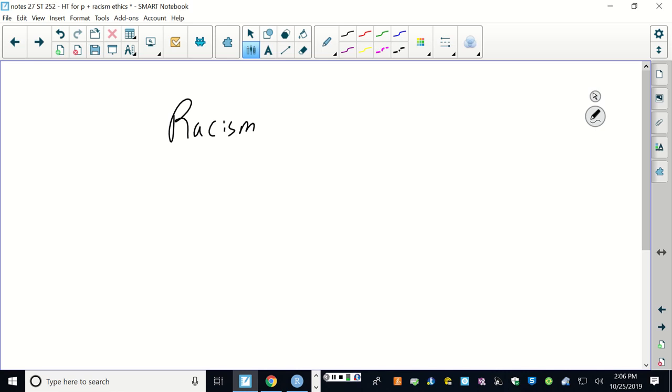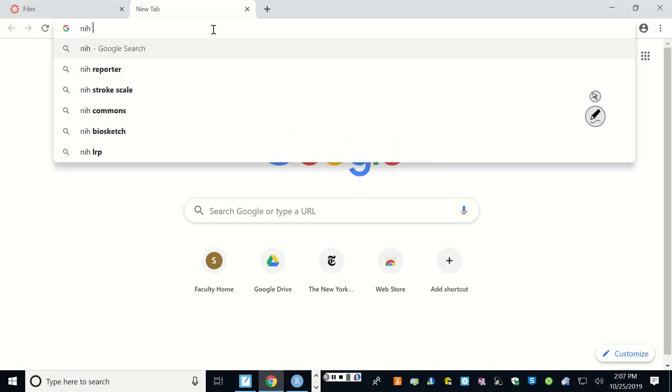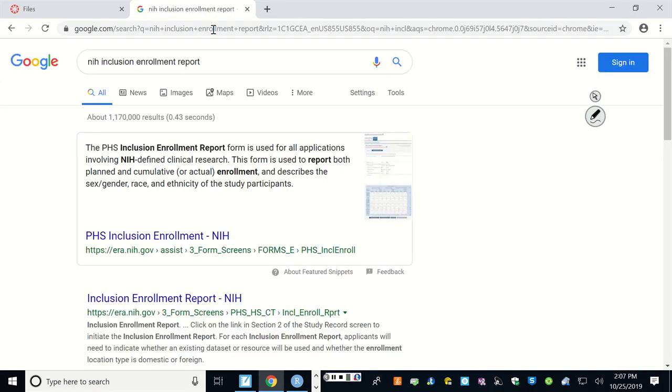On the professional level in terms of statistics, we don't talk about it in great detail, but there's a huge apparatus set up for clinical trials and other studies that deals with consent, inclusion of men and women in studies. The National Institutes of Health has inclusion tables that you have to fill out before you start. NIH inclusion enrollment reports look something like this.